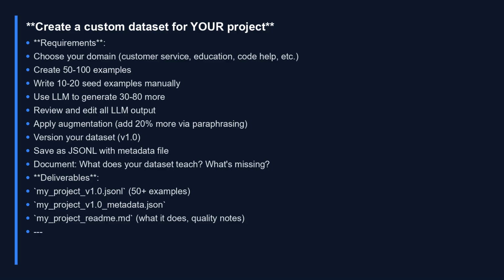Write 10 to 20 seed examples by hand. Use an LLM to generate 30 to 80 more, and review and edit every single piece of LLM output before it goes in. Apply augmentation to add roughly 20% more examples through paraphrasing. Save everything as version 1.0 in JSON-L format with a companion metadata file.